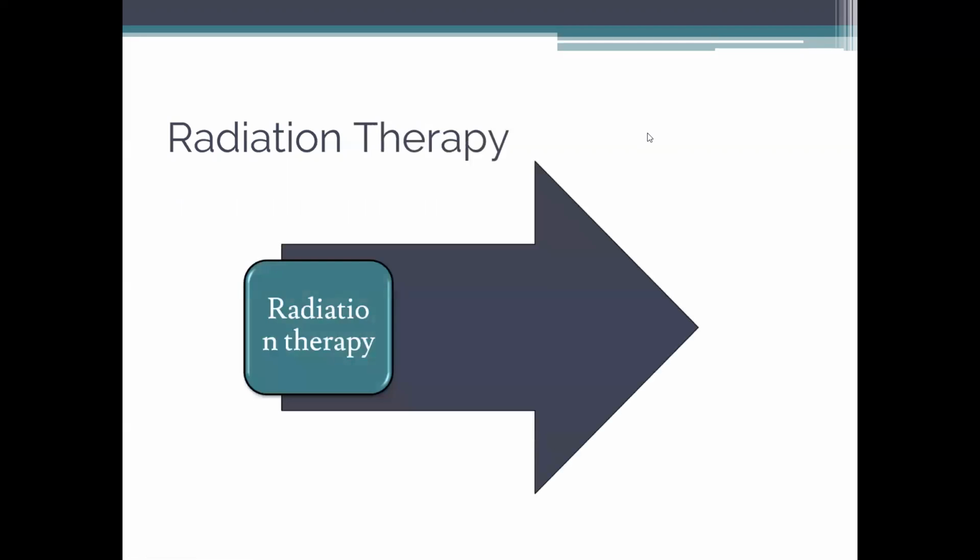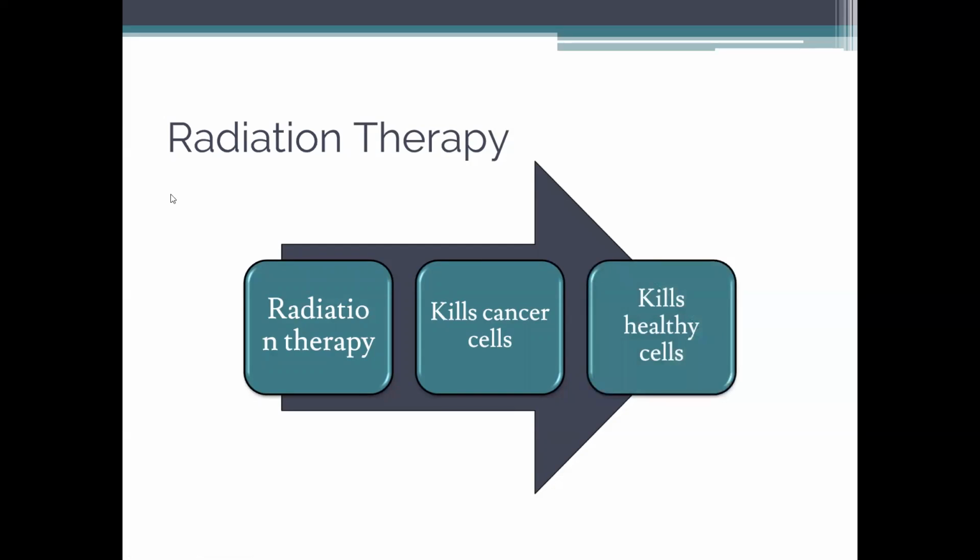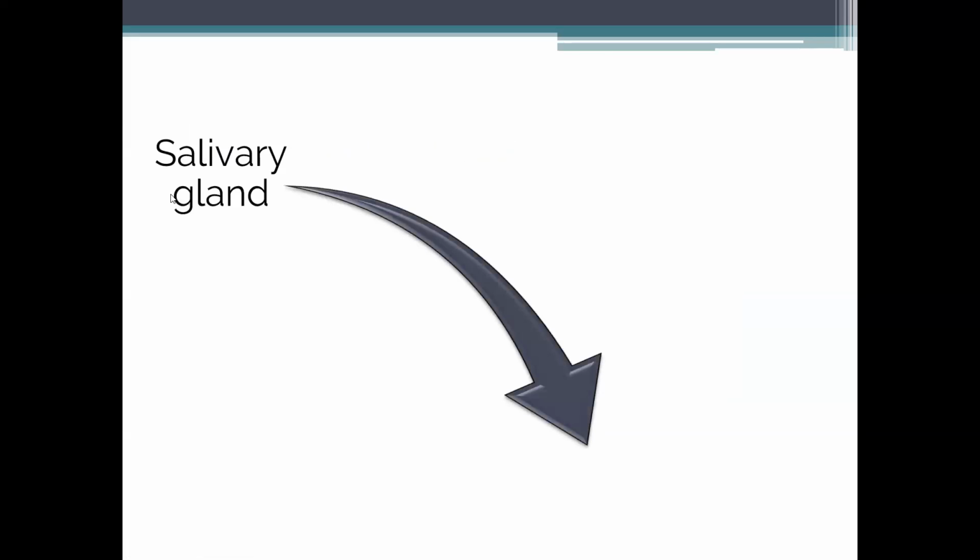So when we look at radiation therapy, radiation is good because it kills cancer cells, but it also kills healthy cells as well. So when we kill the healthy cells of the salivary glands, if the salivary gland is in the exposure of the beam, we get xerostomia, because if you have no cells to create saliva, you're going to have a dry mouth.